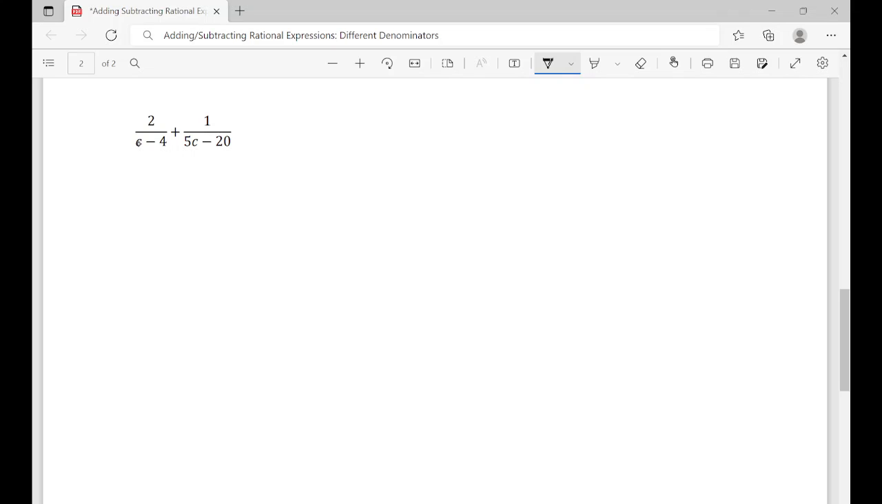Next, 2 over c minus 4 minus 1 over 5c minus 20. So I need to get my LCD, and unlike the others, this one I can factor out something. I can factor something out of this denominator. I can take a 5 out, leaving me with a c minus 4. So when I look at this, I can see that both denominators have a c minus 4, but this one has a 5 and this one doesn't, so I need a 5 in here as well. So my LCD is 5 times c minus 4.